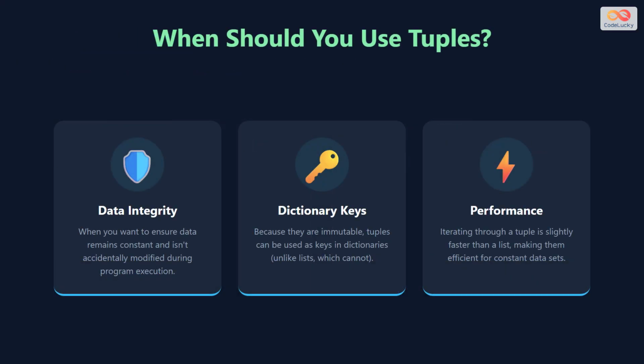So when should you reach for a tuple instead of a list? Use them when you need data integrity, ensuring values don't change by accident. Use them as keys in dictionaries, something lists cannot do. And use them when you are returning multiple values from a function. They are also a tiny bit faster, which can matter in high-performance loops.